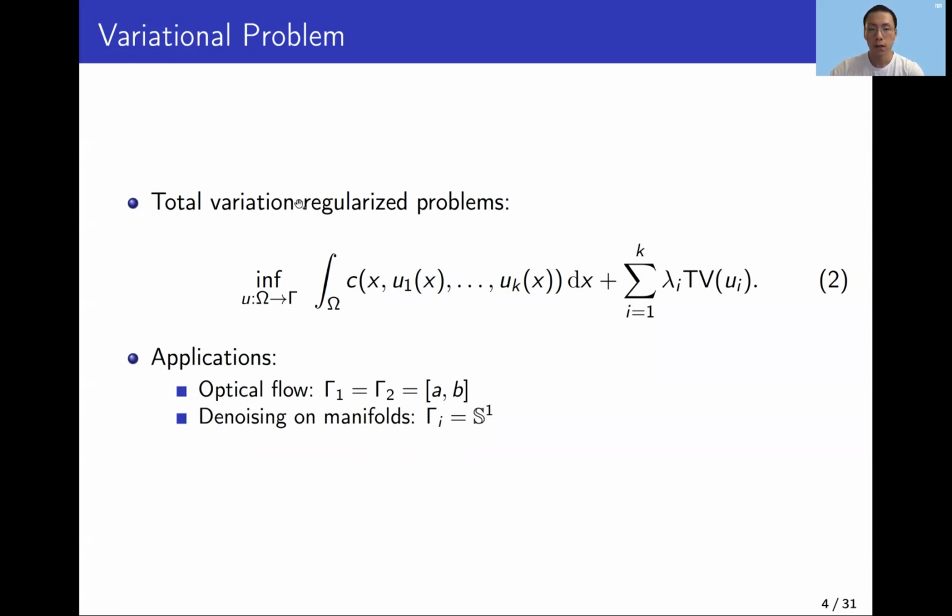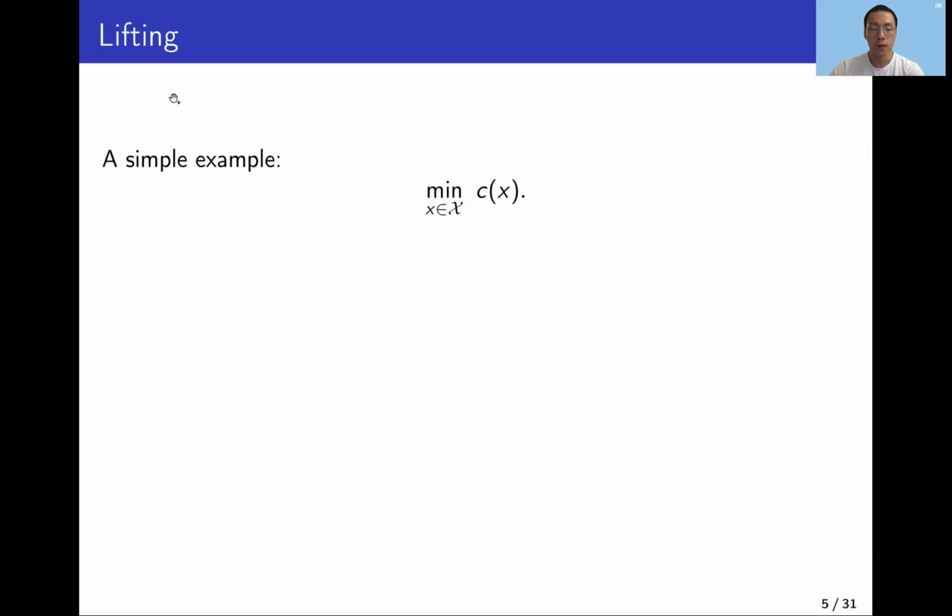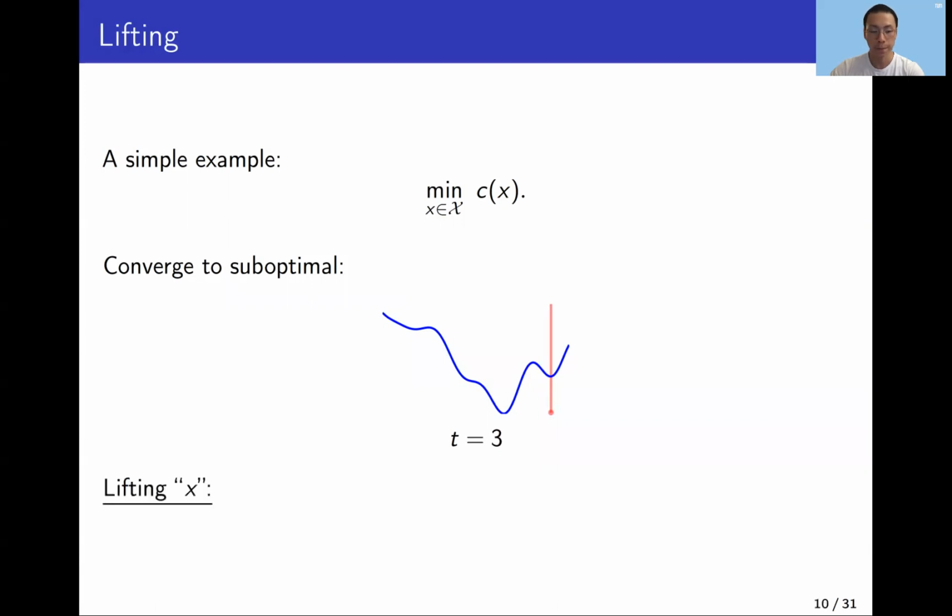One method to tackle the non-convexity is called lifting. We start the idea of lifting from a simple example. If we want to minimize this non-convex cost C, traditional optimization might converge to a local optimum if the initialization is not good.